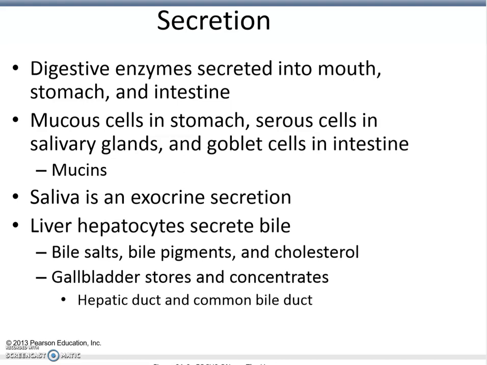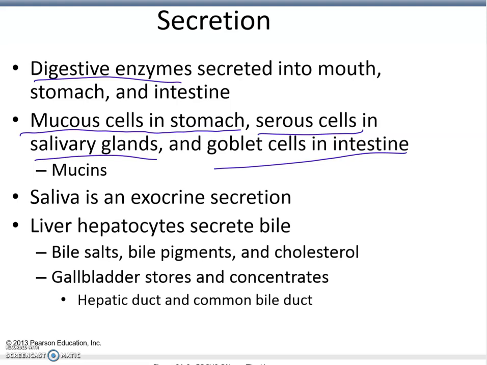Basically, here are the items that need to be secreted. It will be digestive enzymes that are secreted into the mouth, stomach, and the intestine. Then the mucus cells in the stomach, the serous cells in the salivary glands, and the goblet cells in the intestines, they all secrete mucus or mucins. And so saliva is an exocrine secretion.